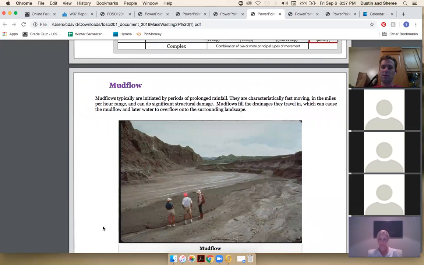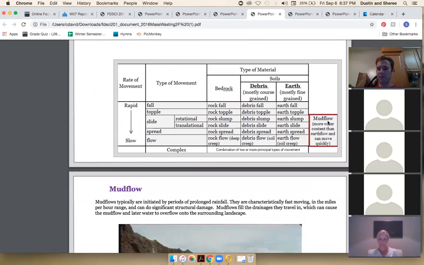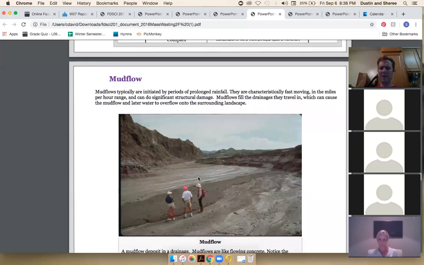Okay, so this is caused by long, prolonged amounts of rainfall, and it has a lot of water in it. As a matter of fact, it has more water than an earth flow. So mud flow, more water content than earth flow, and can move quickly. These things can move very, very quickly, almost like a river. These can act just like a river, like you saw in the debris flow. It's just a lot of mud. Okay, does that make sense to everybody?